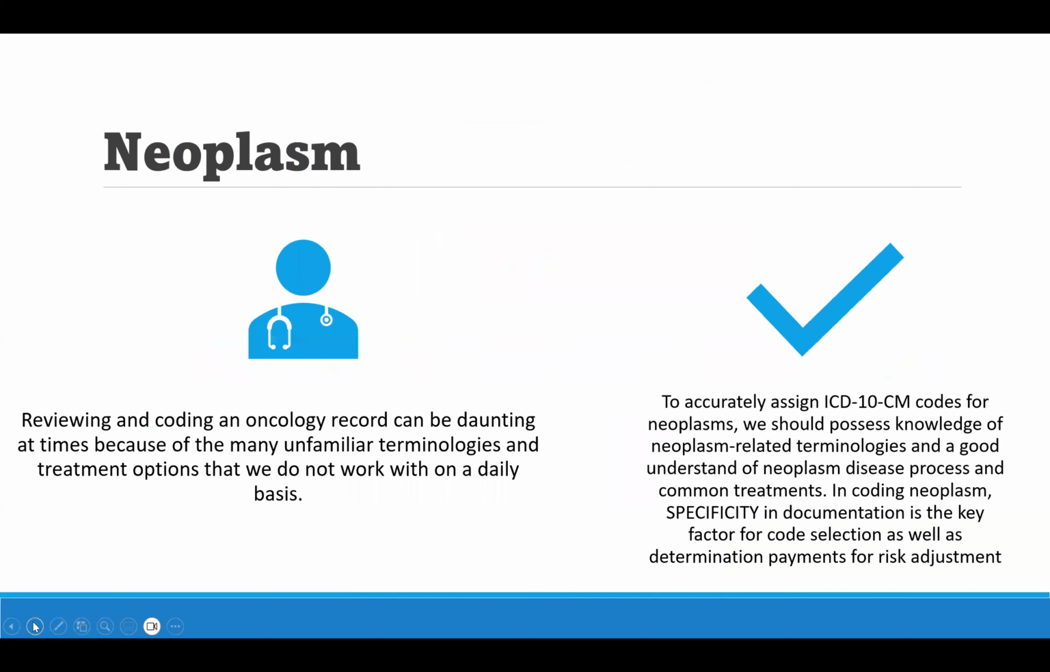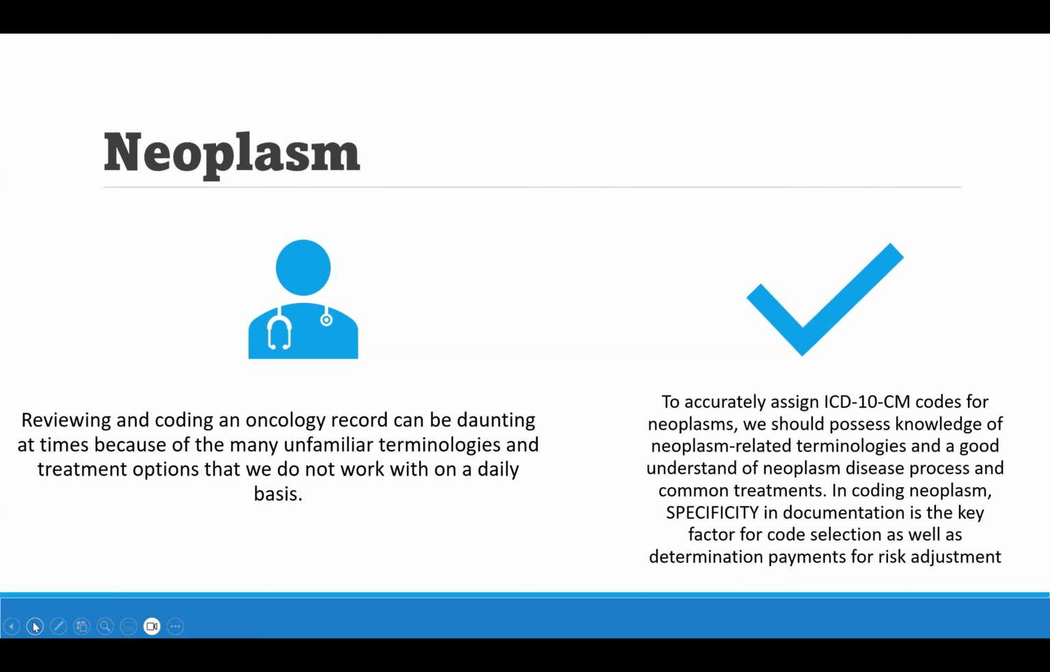So neoplasms, reviewing and coding an oncology record can be daunting because there's a lot of unfamiliar terminologies. First of all, there's a lot of complex terminologies. There's a wide range of terminologies, and we'll highlight this when we look at the number of ICD-10 codes that map in the neoplasm category. And treatment options. The treatment options are quite unique to this disease group.